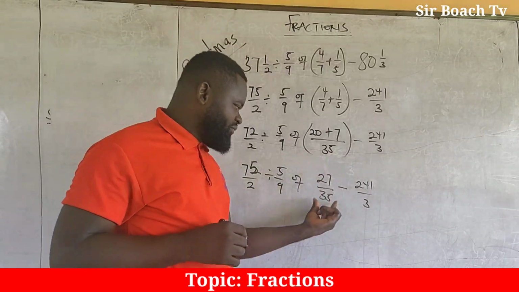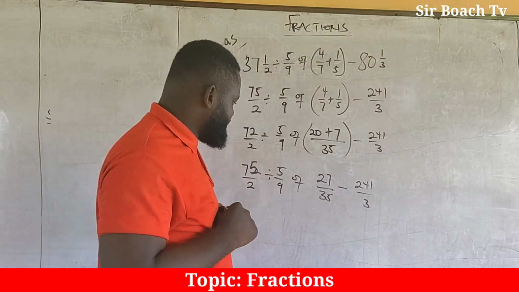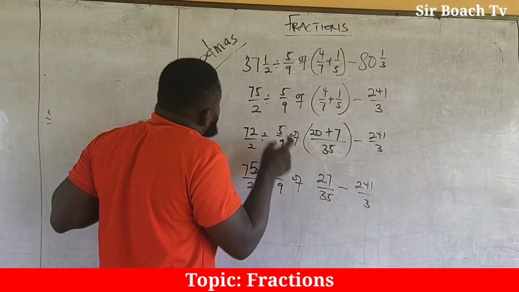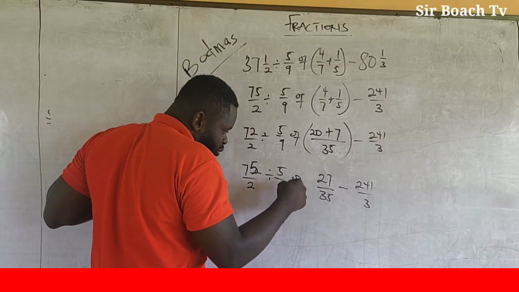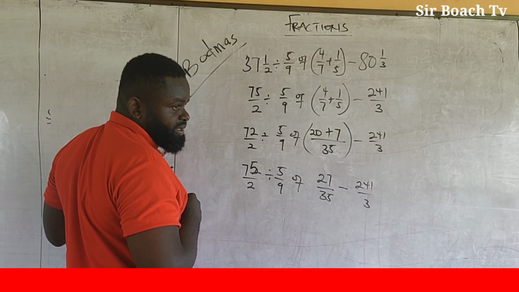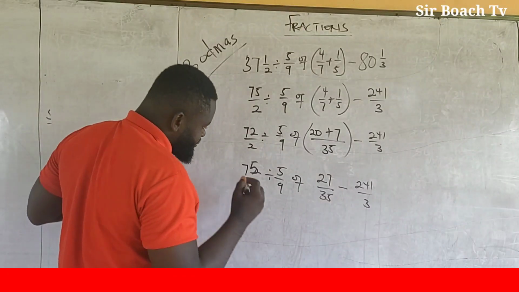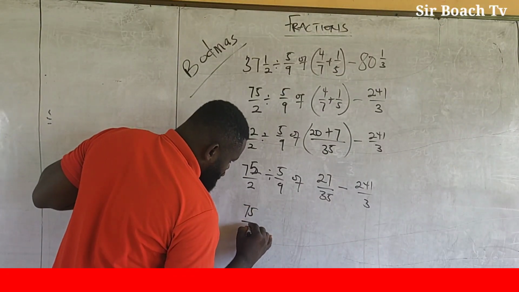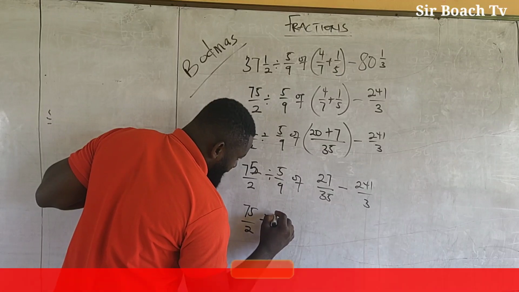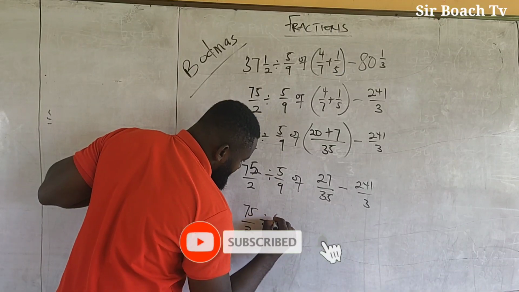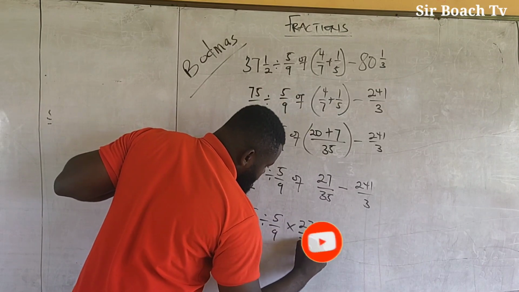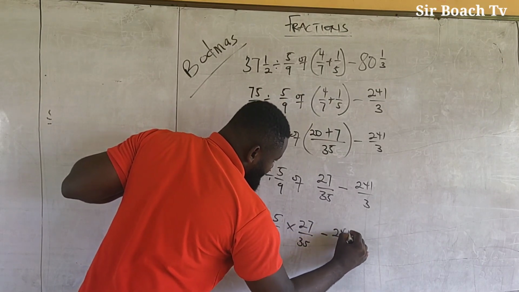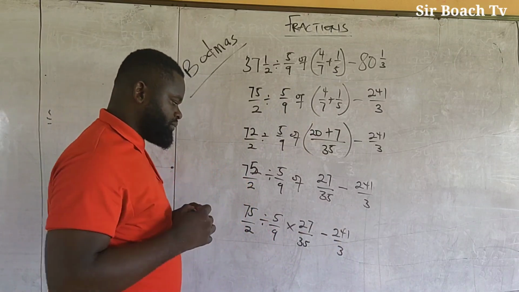We are having a single fraction. So we take it from there. Now, we are done with the bracket, so we are going to off. So off is multiplication. So we will just change the sign to multiplication and solve it. Is it clear? We are going to get 75 on 2 divided by 5 on 9 times 27 on 35 minus 241 on 3.